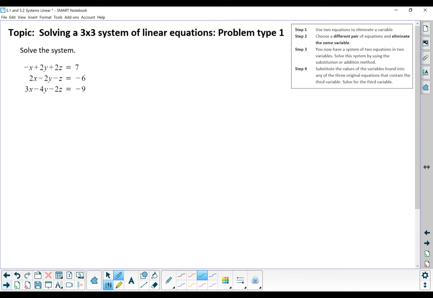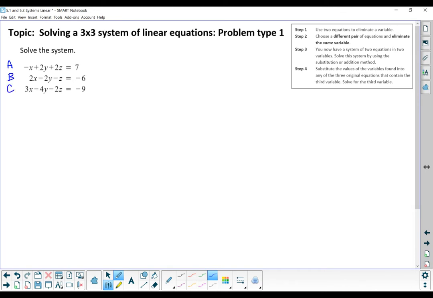So here is our 3x3 system that we're going to start with. We've got 3 equations and 3 variables, x, y, and z. What we're going to do to solve this system is use elimination. And you want to pick a pair of equations that you can eliminate one of the variables. So to stay a little bit more organized, I'm going to label these equations as A, B, and C.